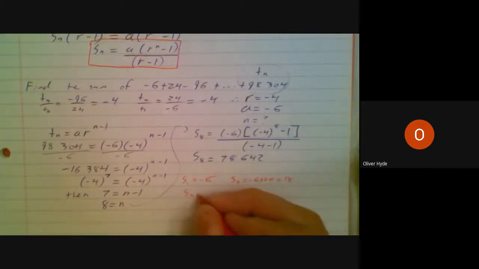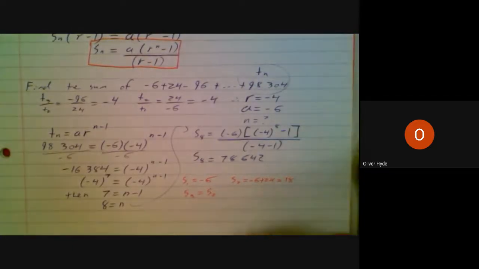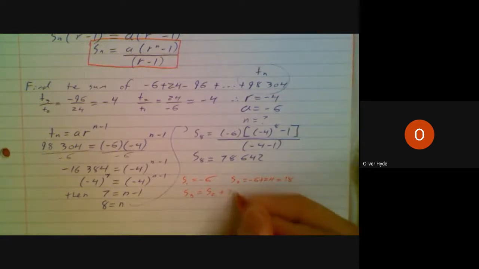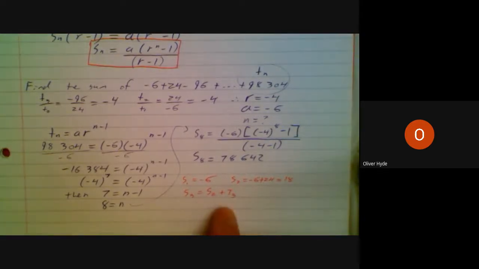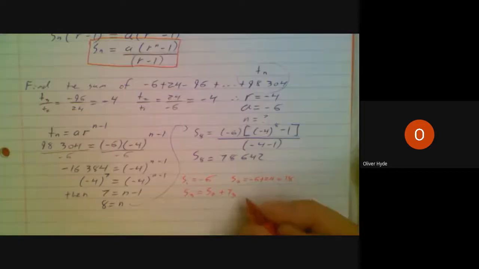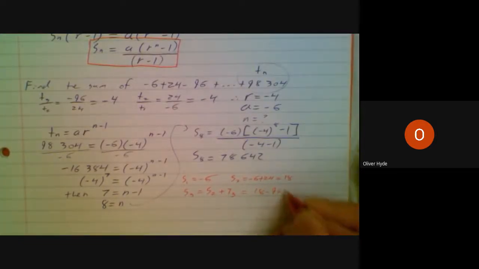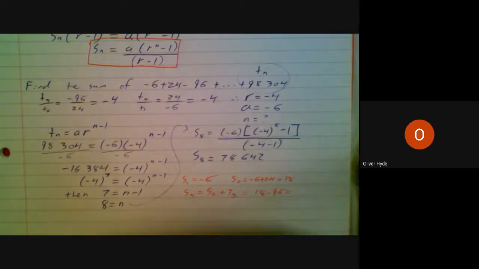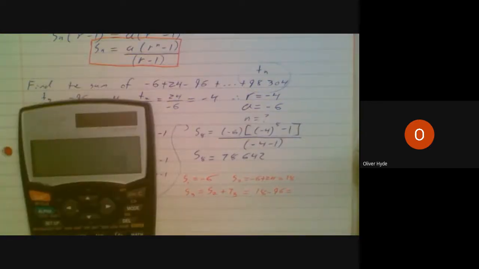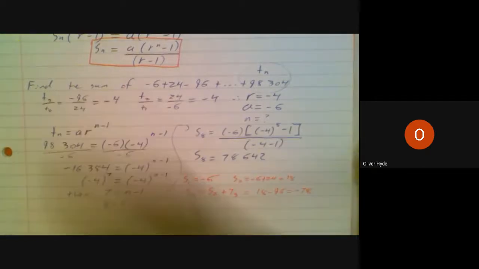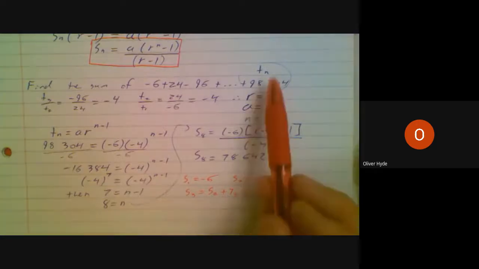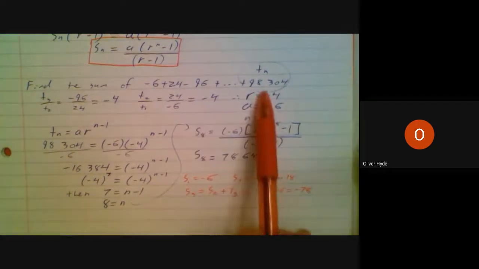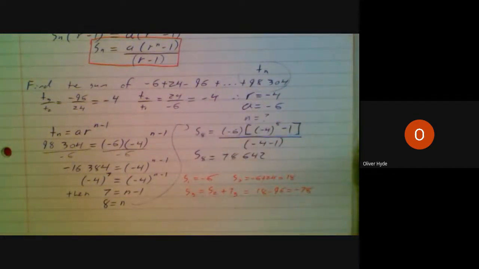Sum of your first 3 terms is going to be the sum of your first 2 terms plus your third term. This is a recursive definition that hasn't really come up yet. That's going to be 18, and then I subtract 96. So that's going to be 18 larger than -96. Each term that you're adding is getting further and further away from 0, but your sum is always going to be closer to 0 than your term itself.